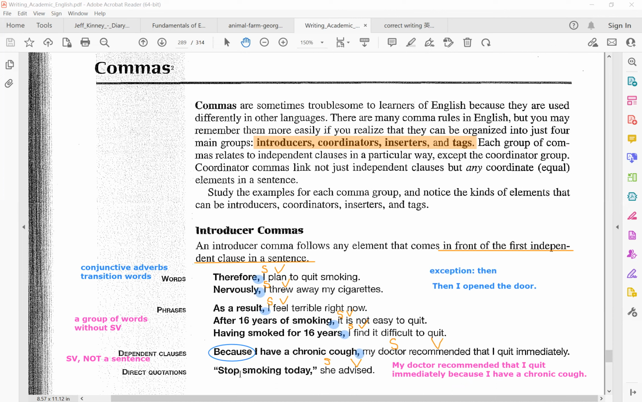All right. And last but not least, whenever we have a direct quotation in front, like stop smoking today, we also need an introducer comma followed by our independent clause, she advised.